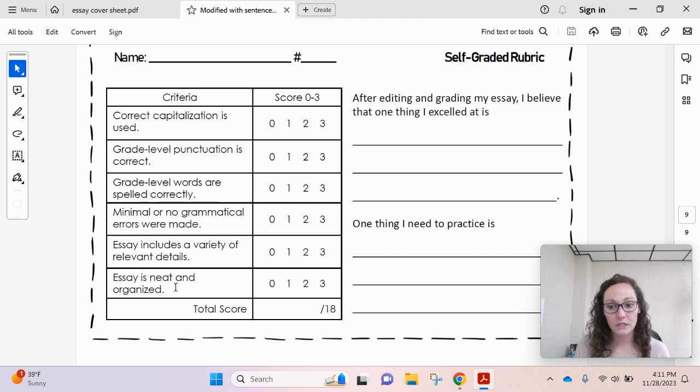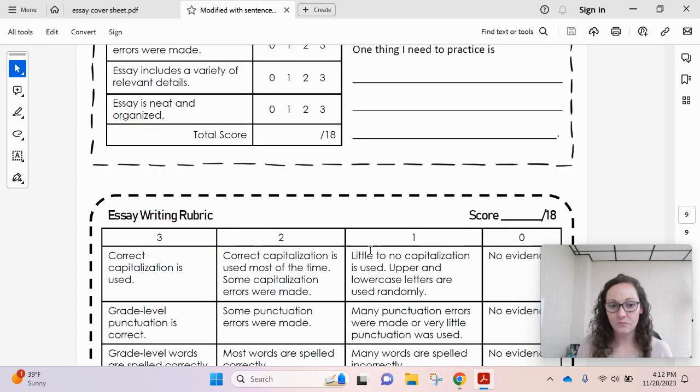I discussed this earlier. If you follow this packet and the outline given to you, it will be neat and organized. It says over here, after editing and grading my essay, I believe that one thing I excelled at is blank. Excelled, okay, that is something that you did really well. So, what is one thing you think you did really well with your essay? Down here, one thing I need to practice is, so what is something that you think I gave myself a 0 or a 1 because I didn't do very well? So, that's something you need to write right here.